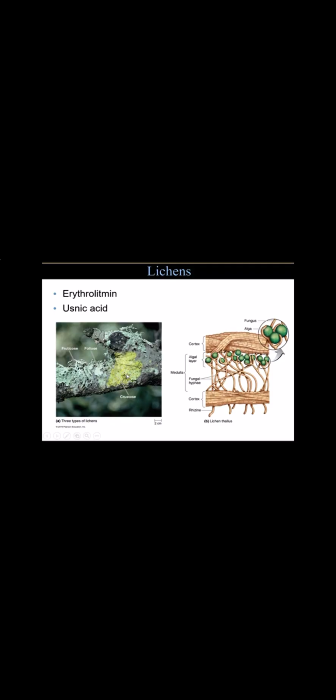Lichens are very sensitive to air pollution. If you see lichens growing in your backyard, that's a sign that the air condition is good, it's healthy where you live. And lichens are the food for herbivores that live in the Arctic tundra and extreme cold where nothing else can grow. Also, what we isolate from them is erythrolitmin, which is the pH indicator used in litmus paper, and also usnic acid, which is antimicrobial, and this is also isolated from lichens. There are different forms of lichens which you're not required to be able to identify, but there are different types.